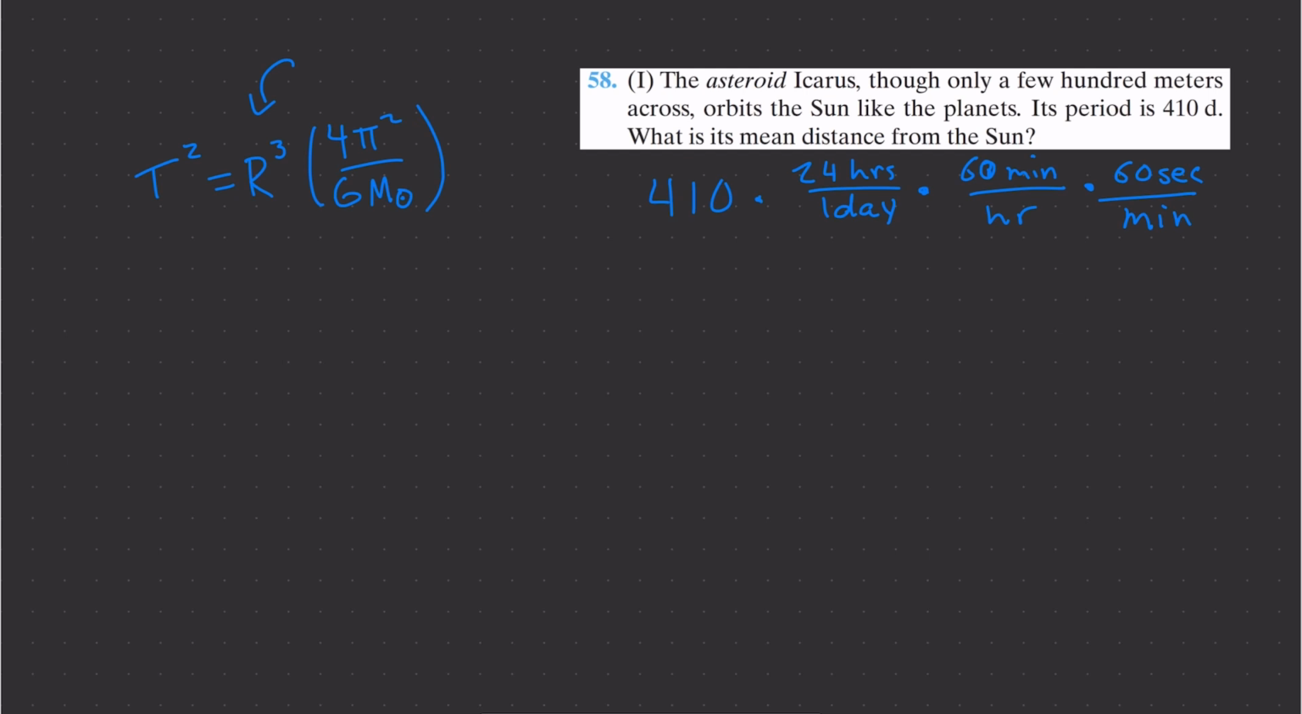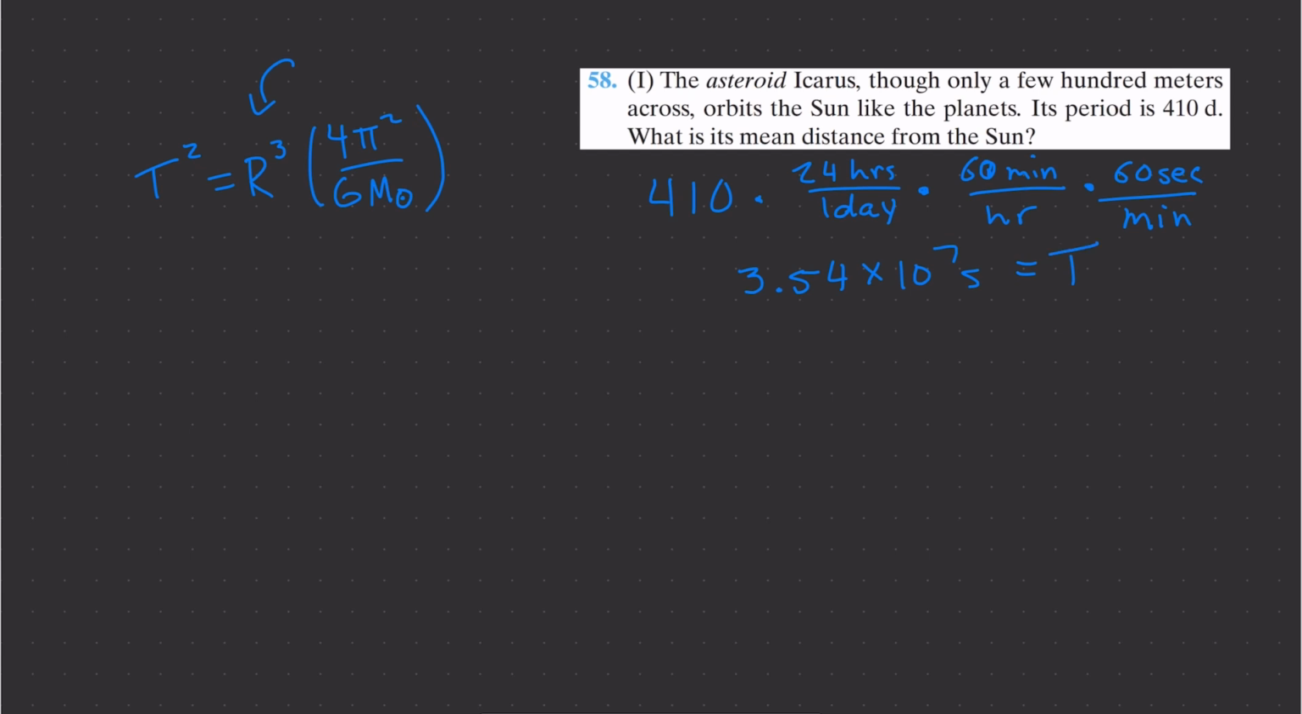So I'm going to take that 410 in my calculator. I'm going to multiply it by 24, multiply it again by 60, and multiply it one more time by 60, and that should give me about 3.5... Let's go to three significant figures: 3.54 times 10 to the power of 7. Awesome. So that's how many seconds we have in this asteroid's period. So that's going to be equal to T.